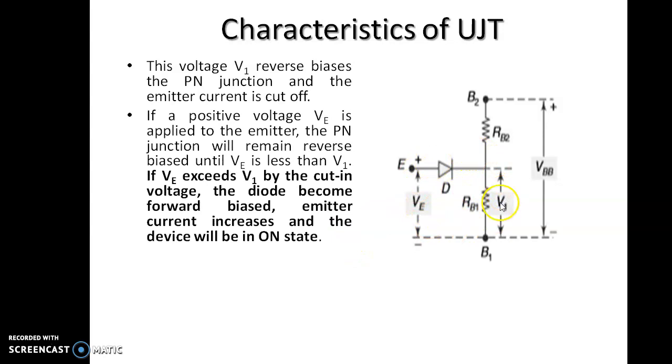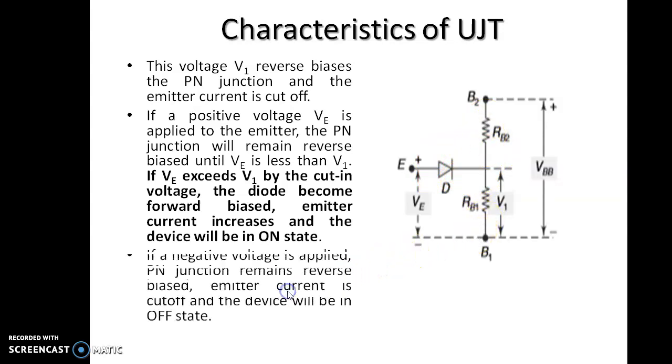So now, when will the UJT turn on? It will turn on if a positive voltage VE is applied to the emitter. The applied voltage should exceed V1 by the cutting voltage of the diode. Then only it will become forward biased, the emitter current increases and the device will be in the on state. If a negative voltage is applied, then the PN junction will remain reverse biased and the emitter current is cut off and the device will be in the off state.